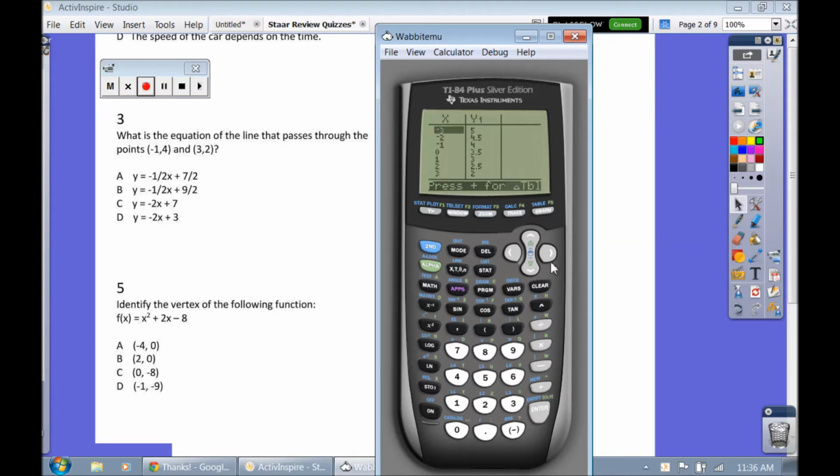Second, go to the table. The first one we're going to look for is negative 1, 4. We see that. And let's see if we see 3, 2. There it is, 3, 2. So our answer is A. Pretty easy, especially when they're all in y equals.